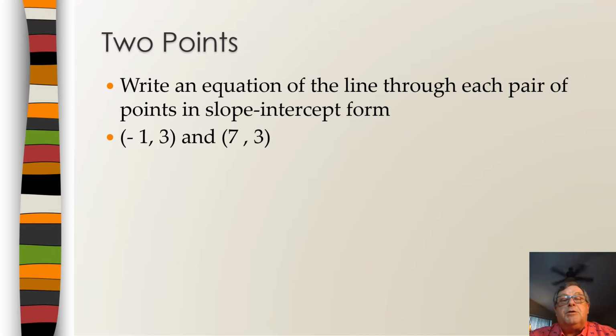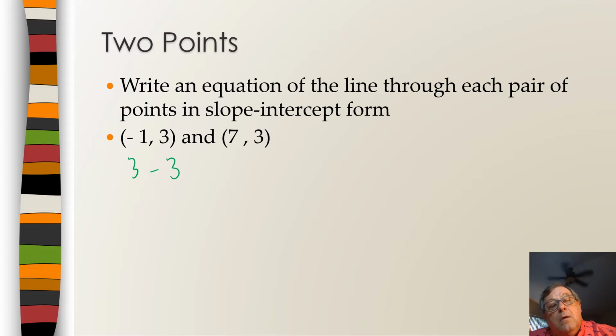All right, so I got the same instructions. I'm going to write an equation in slope-intercept form where I got 2 ordered pairs, 2 points that are on the line, x -1, y 3, and x 7, y 3. Well, again, I don't know the slope, so let's plug it into y2 minus y1 over x2 minus x1, and when I do, I got 3 at y2 minus y1, 3.